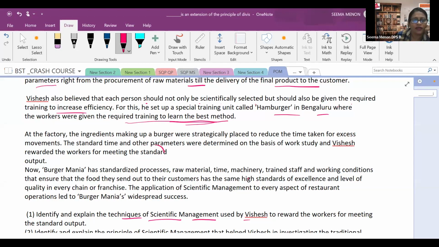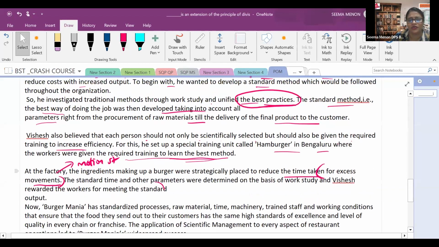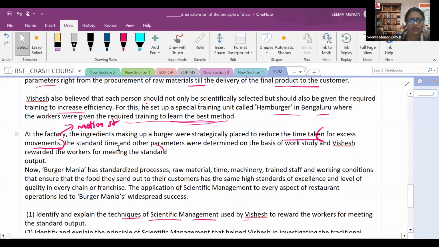At the factory, the ingredients making up a burger were strategically placed to reduce the time taken for excess movement. Now it should come to your mind: excess movement means what will come? There will come motion study. Then above, again, I discussed the best practice. Best practice means what will come? Method study. Once you read the paragraph, we need the technique of scientific management. We got that: method study and motion study.